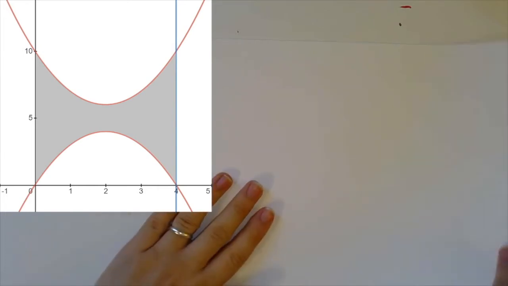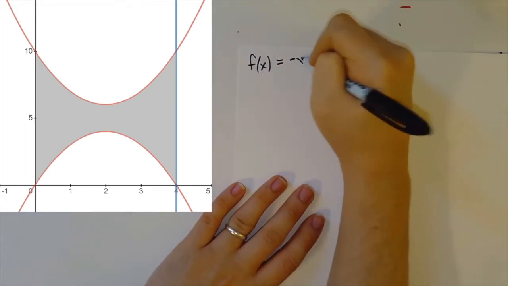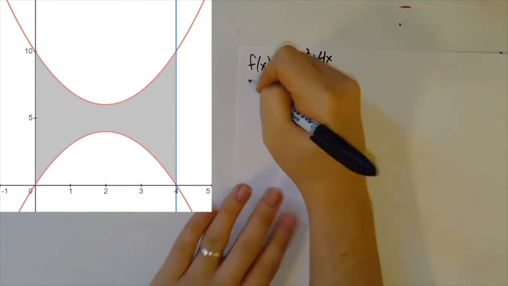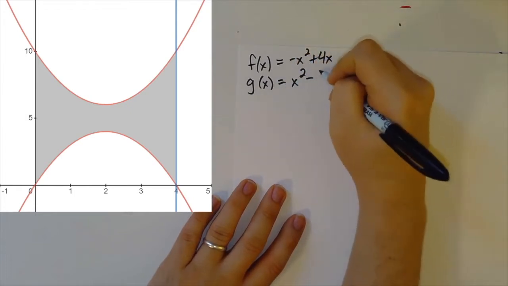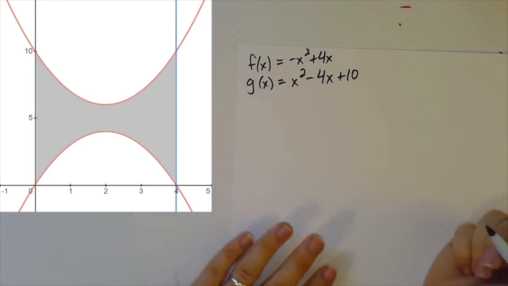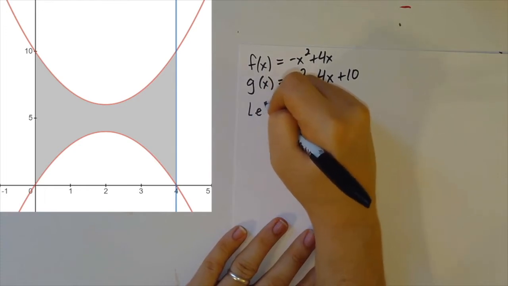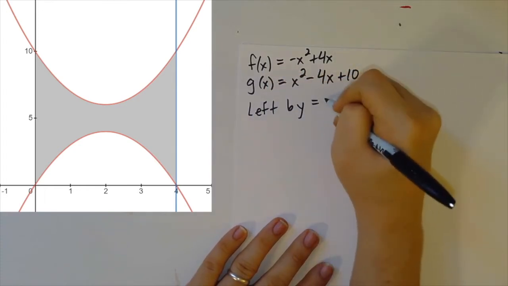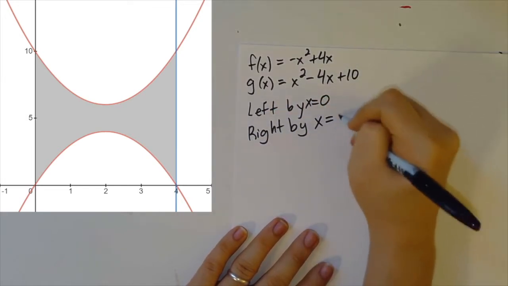But I'm going to go ahead and pop up a graph for you of a shaded region that's bounded by two curves. And so the two curves that this region is bounded by are f of x equals minus x squared plus 4x, and g of x equals x squared minus 4x plus 10. And so our graph here is this sort of bow tie thing, bounded on the left by x equals 0, and on the right by x equals 4.